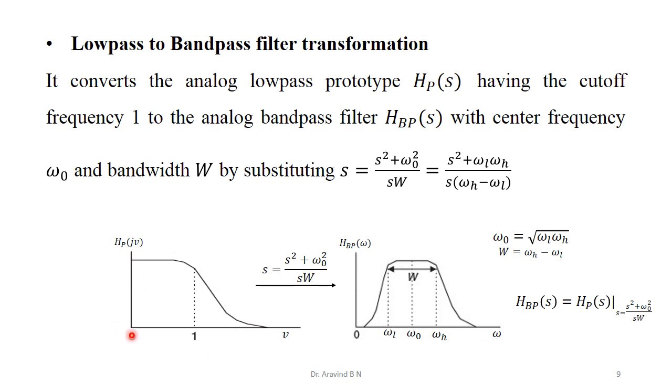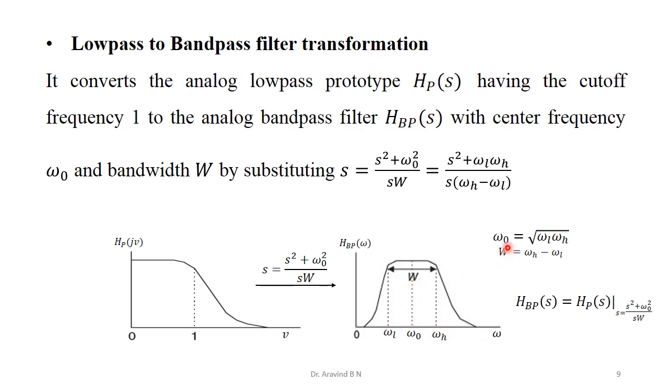This is the low pass prototype. By substituting S is equal to S square plus omega naught square divided by SW, we are going to get the band pass filter, and in this band pass filter omega naught is going to be the center frequency, W is going to be the bandwidth, and omega L the lower frequency, omega H is the higher frequency. Using these two we can calculate the bandwidth.